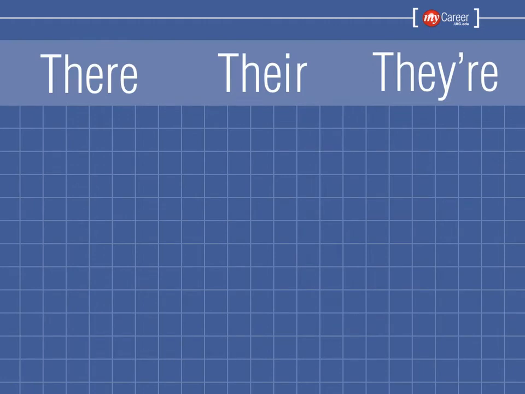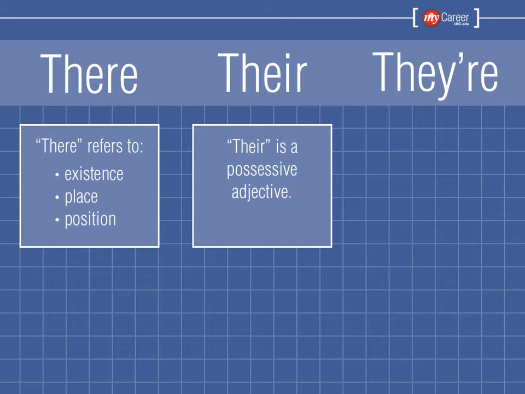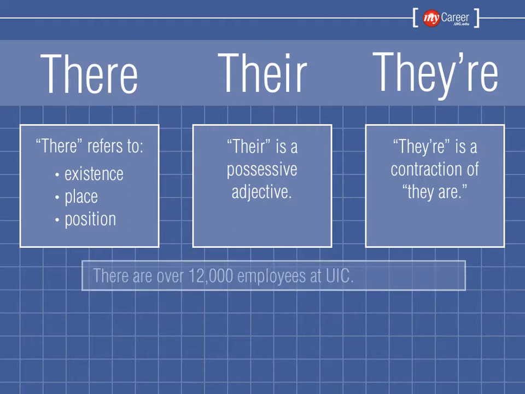Writers often confuse the three different spellings of there. T-H-E-R-E refers to existence, place, or position. T-H-E-I-R is a possessive adjective. T-H-E-Y'(re) is a contraction of they are.